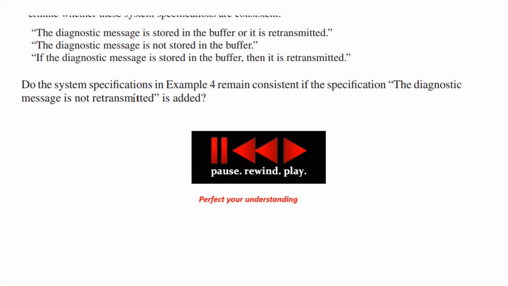When last we met, we had the system specification that was given here, and I asked you to solve this. If you solved it, congratulations. If you didn't have time to work on it, I'll give you an opportunity to work on it now. You know what to do. Let's see how you did.